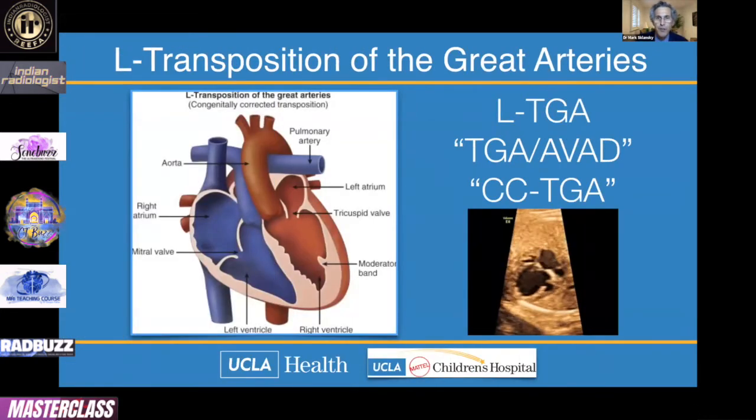Now, L transposition is one tenth as common as D transposition. And those terms L and D transposition are a little confusing. Here I'll explain. Again, transposition is always aorta off the RV, PA off the LV. But in L transposition, the LA connects to the RV, and the RA connects to the LV. So it's transposition with atrioventricular alignment discordance. That's what L transposition refers to.